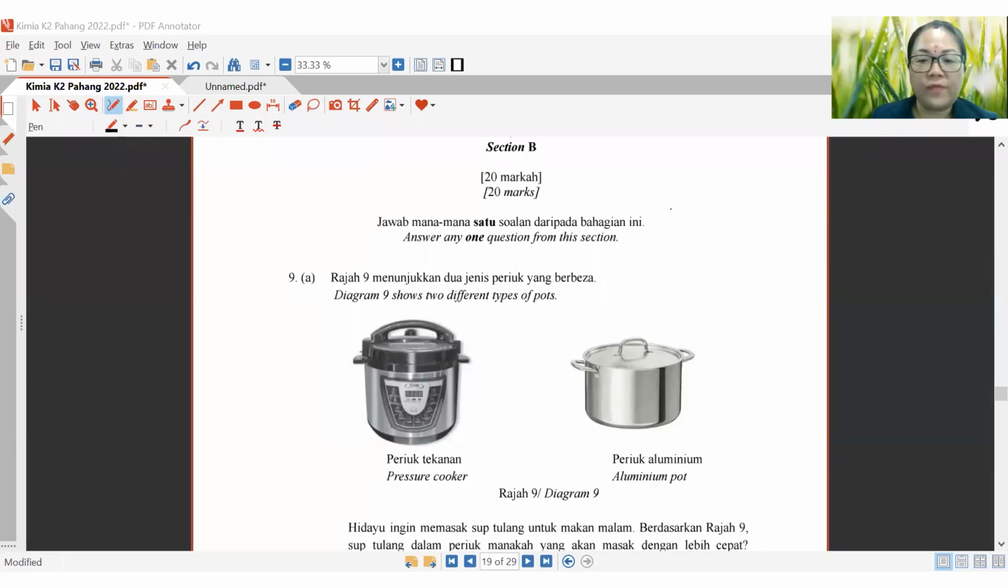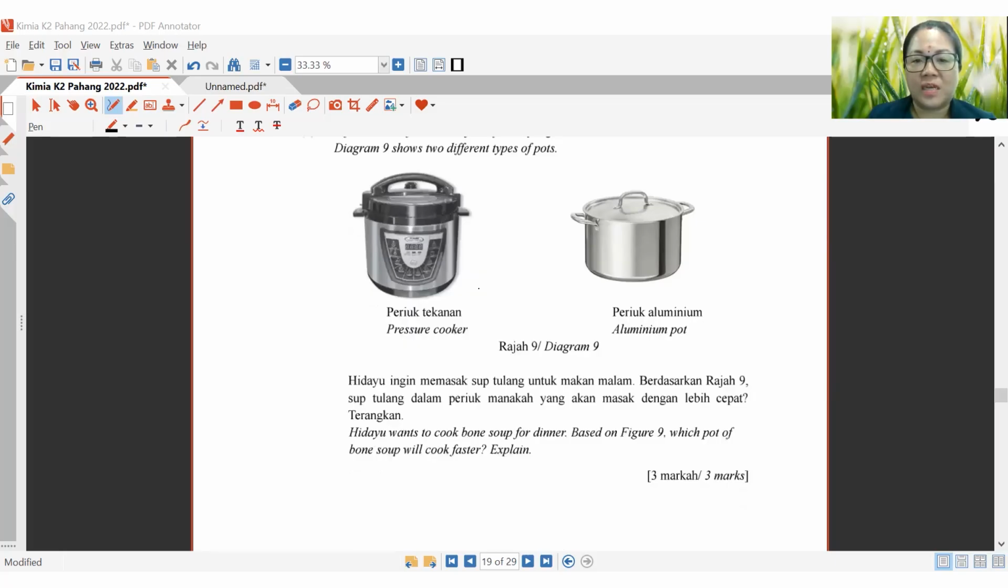Okay, now let us continue with section B. All right, question 9. When you see different pots, you should be able to predict actually what type of question this is. Okay, so it might likely be a rate of reaction question, which you should be happy about. Now let's look at question 9a first. Diagram 9 shows two different types of pots. We've got pressure cooker and aluminium pot.